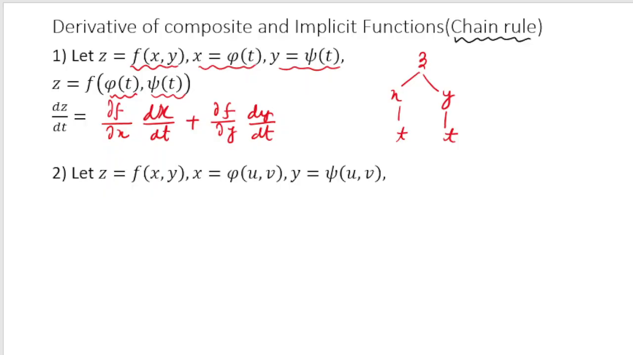This idea can be extended to more number of variables. Suppose we have a situation where f is dependent on three variables, x, y and z, and further x is dependent on t, y is dependent on t, z is dependent on t, and suppose they ask us to find df by dt. So how can we find df by dt?